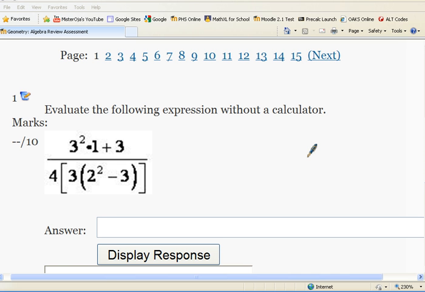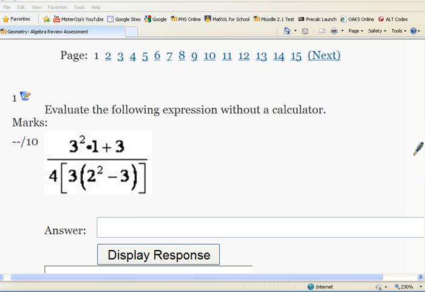Okay, next step. Yeah, multiply. On the top, we can just multiply, right? Because we've done parentheses and exponents. Now we're down to multiply, divide. 9 times 1 is 9. Good. And then we add 3 to that. And so on the top, what do we end up with? 12.